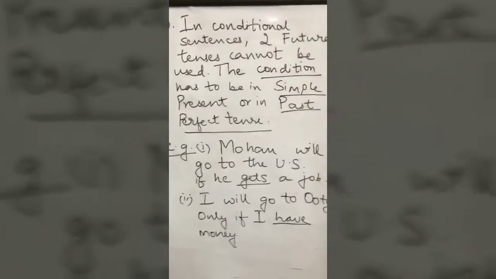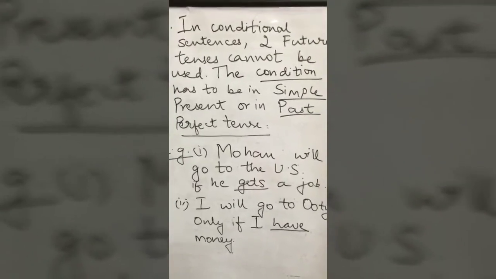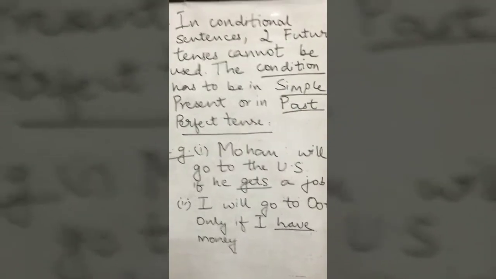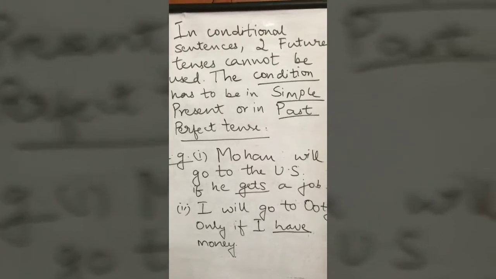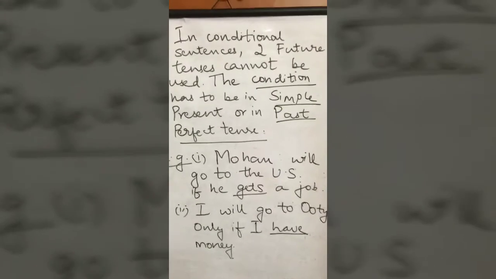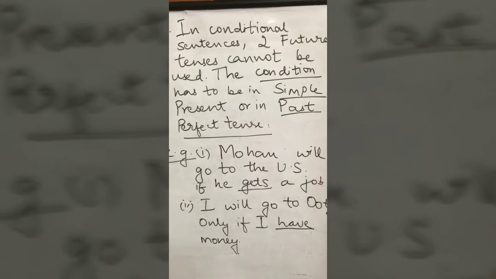Now coming to the next rule. Okay, what does it say? In conditional sentences, two future tenses cannot be used. The condition has to be in the simple present or in the past perfect tense. So what are these kinds of sentences? Sentences such as Mohan will go to the US if he gets a job. Now first of all, is this a conditional sentence? It is. It's clear, isn't it?